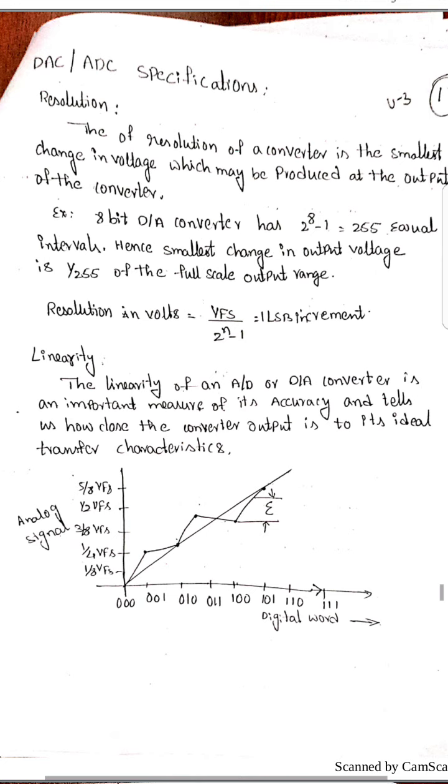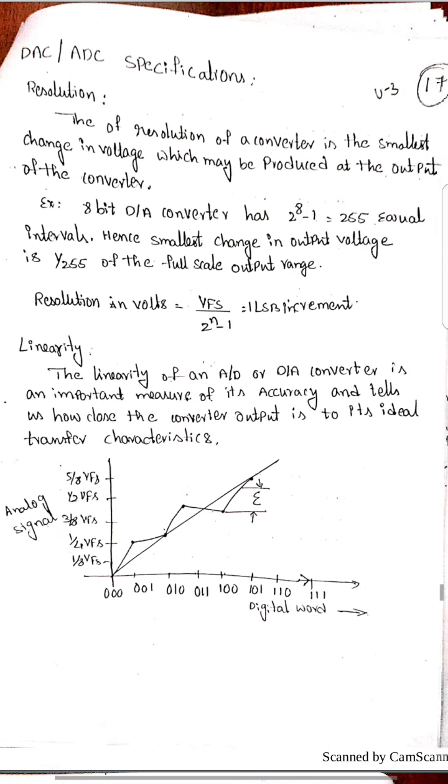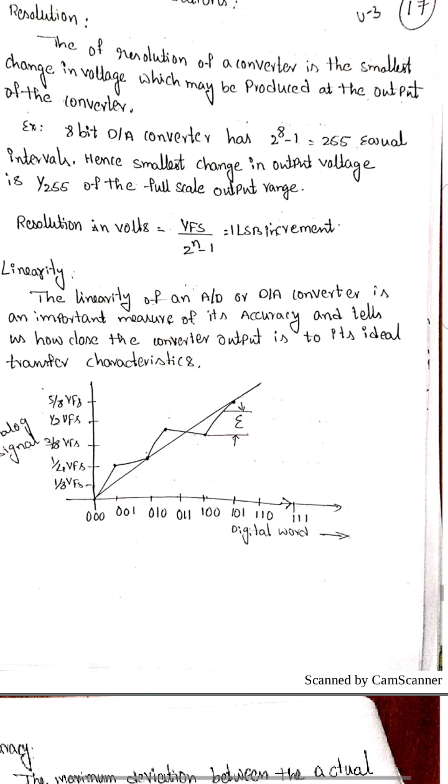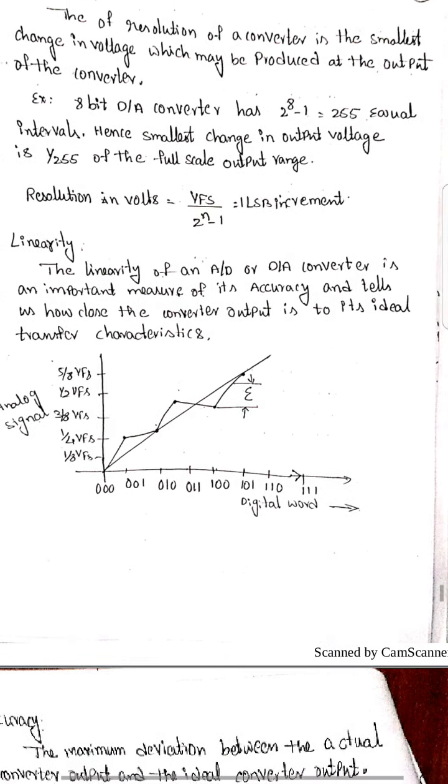Specifications of DAC and ADC. Resolution. The resolution of a converter is the smallest change in voltage which may be produced at the output of the converter. Example: an 8-bit data converter has 2 power 8 minus 1, that is 255 equal intervals. Hence, the smallest change in the output voltage is 1 by 255 of the full scale output range. Resolution in volts is equal to VFS divided by 2 power n minus 1, which is equal to 1 LSB increment.